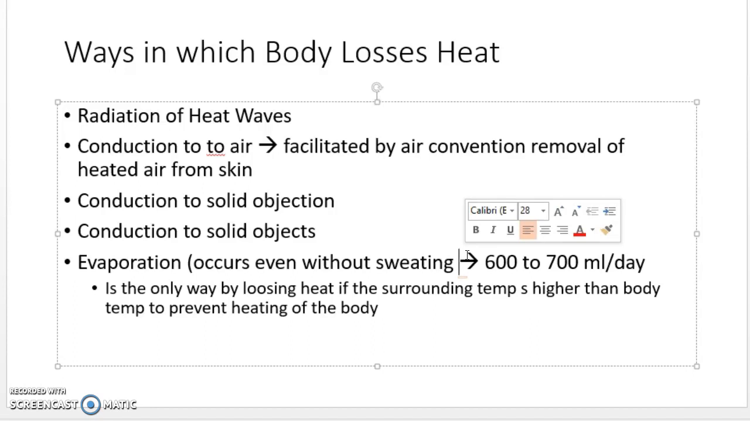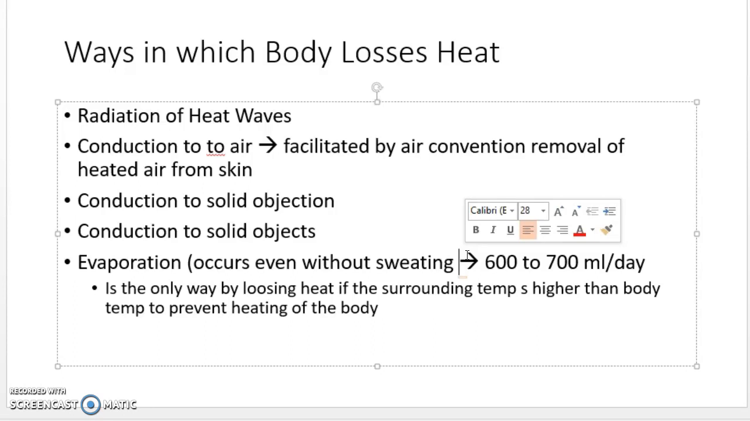So you're going to be losing heat to the surrounding environment to prevent heating of the body if the surrounding temperature is higher than the body temperature. That's very important to be noticed, that you're going to be losing heat to the surrounding temperature if the surrounding temperature is higher than your body temperature. So that's going to be loss of heat.